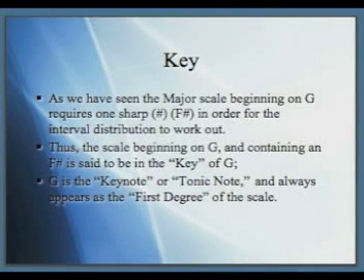This is Richard Freemantle. As we have seen, the major scale beginning on G requires one sharp, F sharp, in order for the interval distribution to work out. Thus, the scale beginning on G and containing an F sharp is said to be in the key of G. G is the keynote or tonic note and always appears as the first degree of the scale. This is the meaning of the key of a piece, including the scale that supports it.